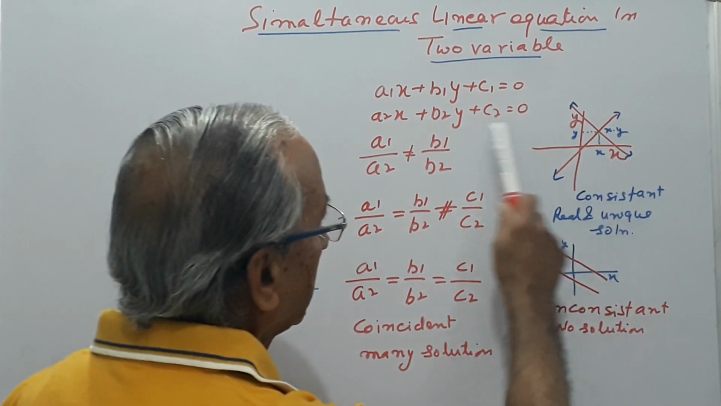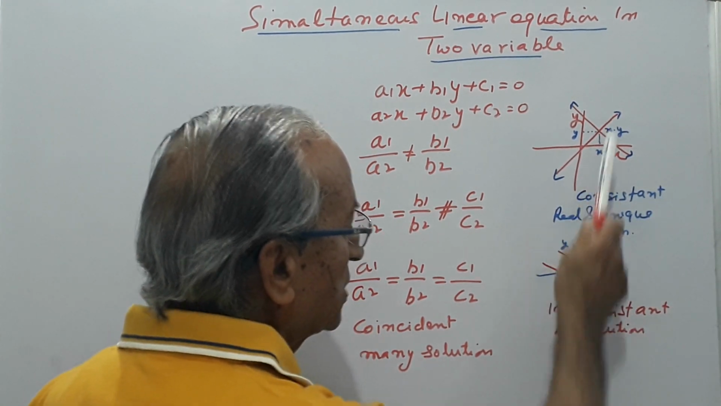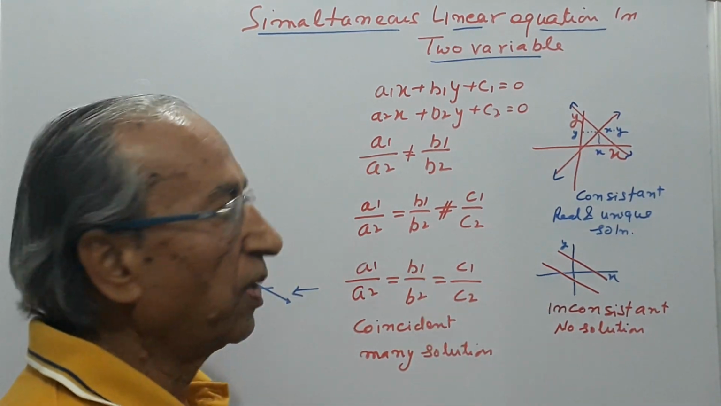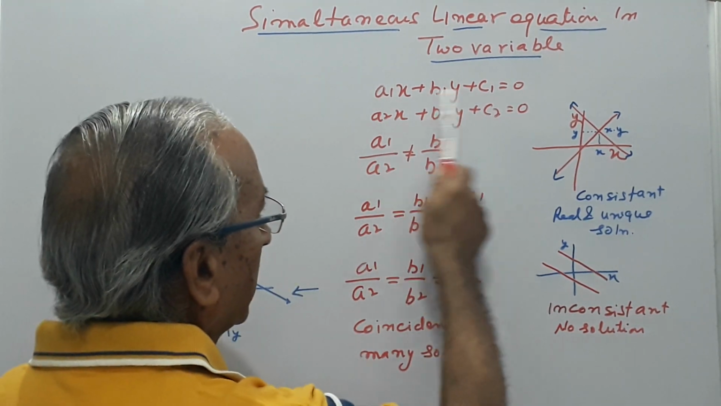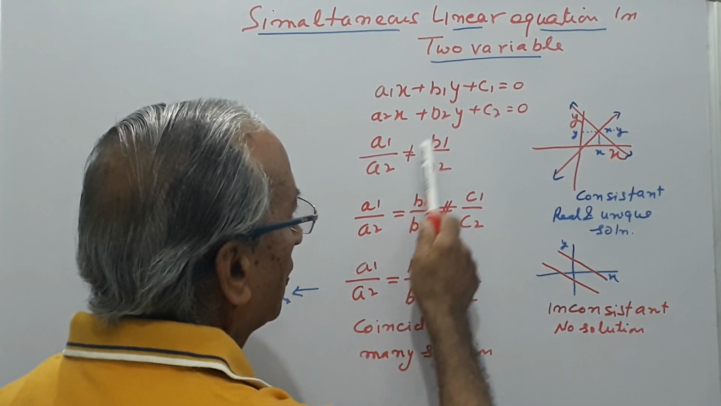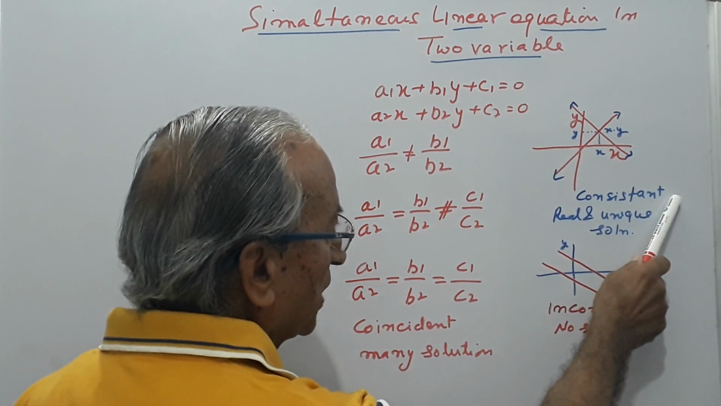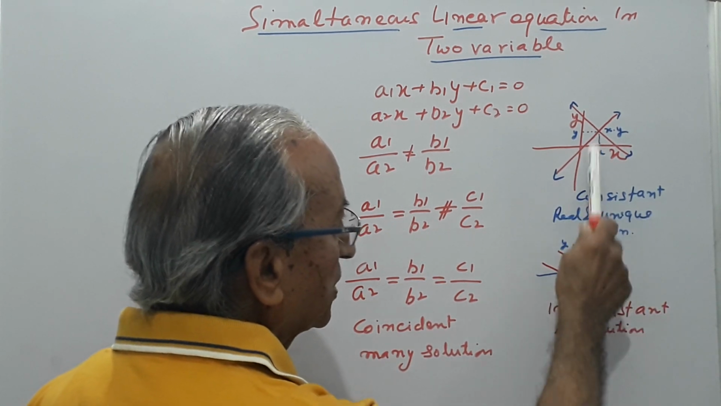This type of equation is known as consistent, and it will have a real and unique solution. So the first point is that in a given equation, if the ratio a1 upon a2 is not equal to b1 upon b2, then this will be a consistent equation and it has a real and unique solution.